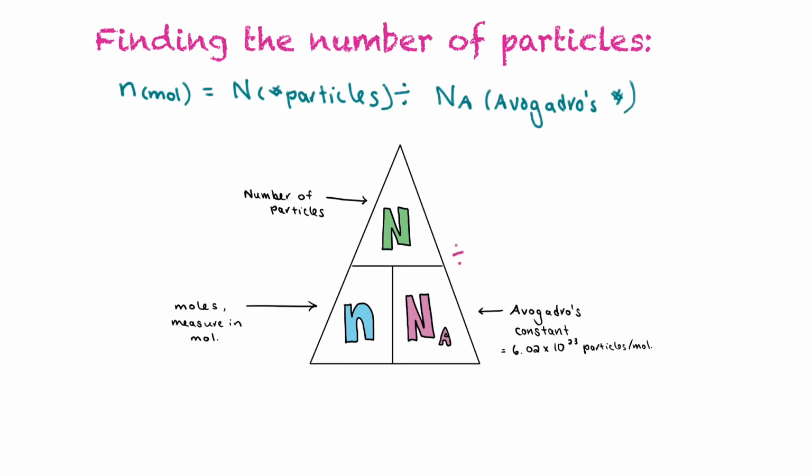If you were trying to find the number of particles, which is often what you'll be asked to do, you would cover up the big N right here, and the two variables that are remaining are side by side. So in these relationships, if the variables are side by side, you would multiply. So the number of particles would be equal to little n times Avogadro's number.